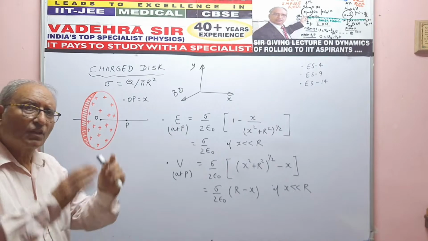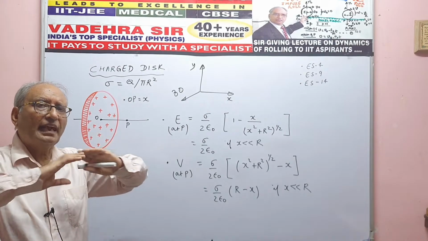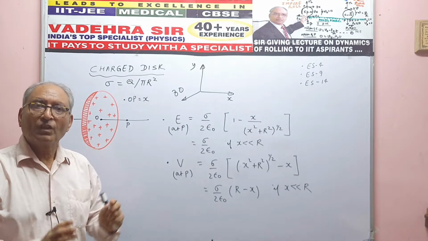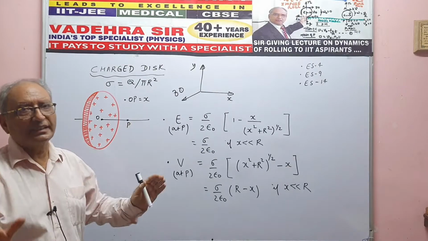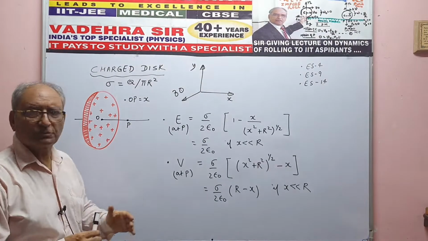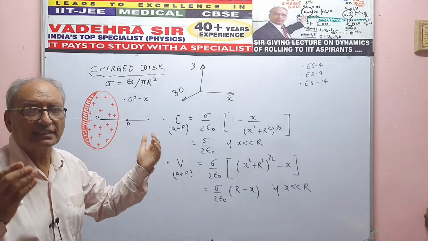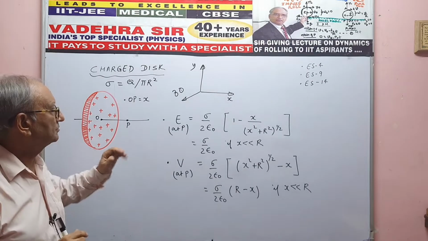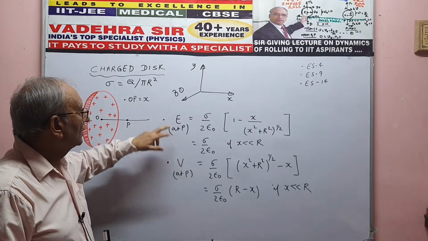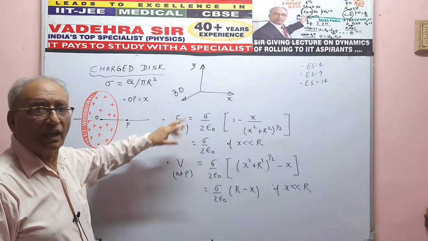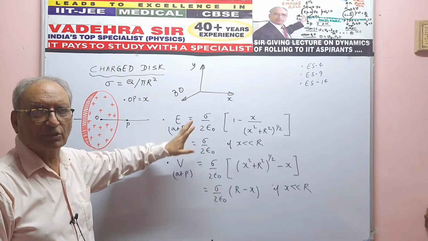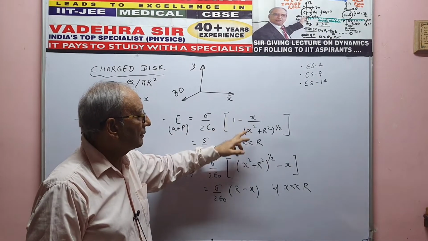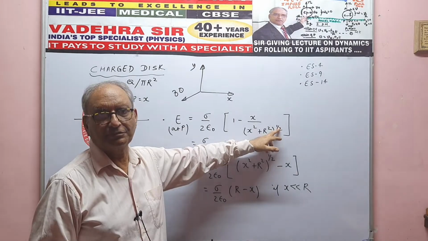Once again, the integration process and the derivations, I am leaving that because this is only for the concepts, for the conceptual understanding, mainly for the IIT and the NEET aspirants. Derivations and all that, I've been saying that again and again. I'll be taking on a whole series of basic lectures where I will do that. So here you are. The electric intensity at P, after doing the derivation, the integration process, comes out to be sigma upon 2 epsilon naught into 1 minus x upon (x square plus R square) to the power half.